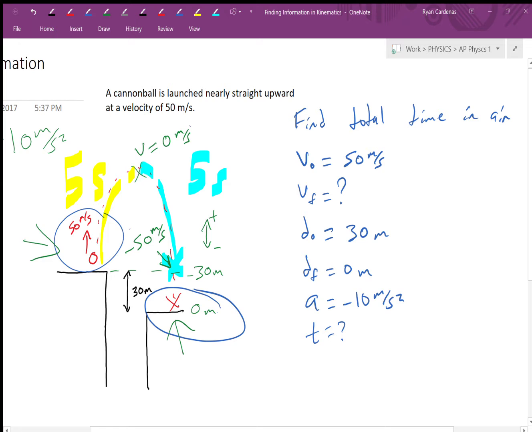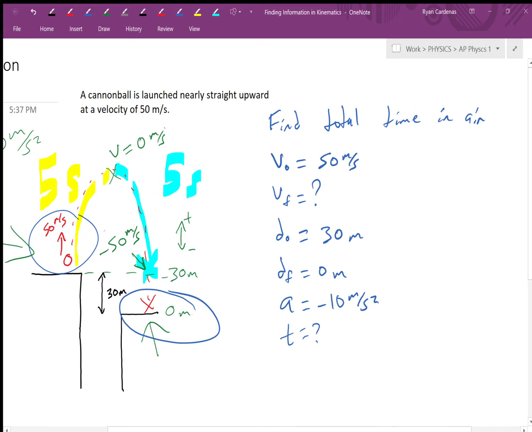Alright, so these are the variables I've got to work with. I know Arthur won't work because I don't have V final, and, well, I suppose I could use Dickey. Yeah, I suppose I could use Dickey, but I really don't feel like doing the quadratic equation right now. So instead, I'm going to use Vicky to find V final, and then I'm going to use that to help me calculate time using Arthur. So let's get started.